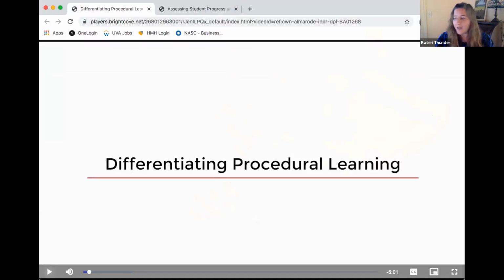All right, so here comes the kindergarten class. And so as you're watching, be looking for the ways that this teacher is differentiating to accelerate learning while they're all still working towards that same goal.